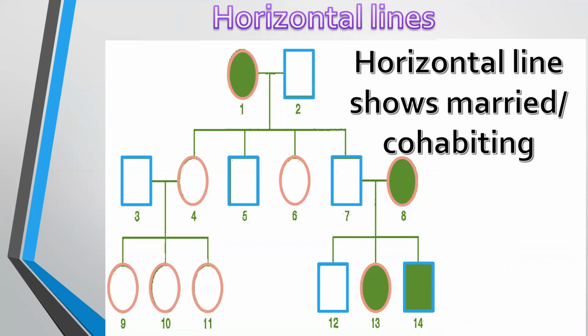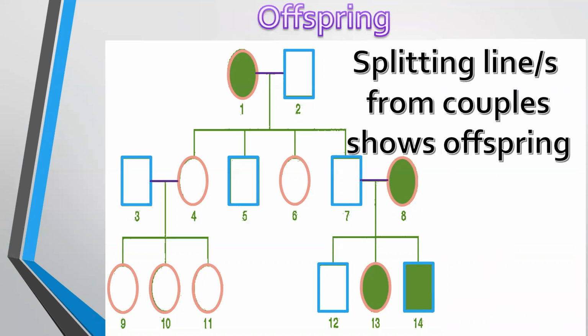There are horizontal lines joining certain individuals, and these lines show that they are married and having children with each other. So number 1 and 2, you can see, are joined together. Also number 3 and 4, and numbers 7 and 8. Then we have these splitting lines coming from those that are joined, which show their offspring. So the offspring of number 1 and 2 are individuals 4, 5, 6, and 7.